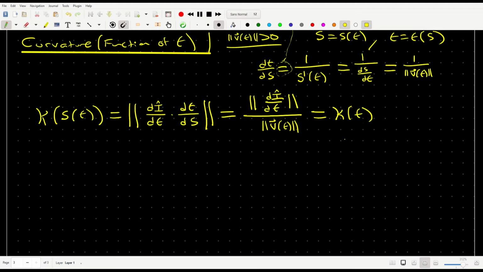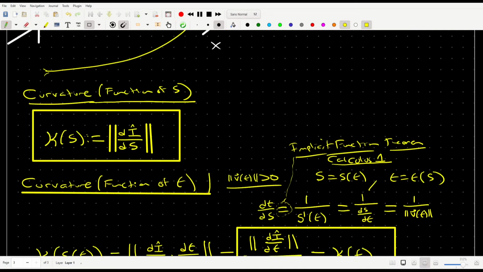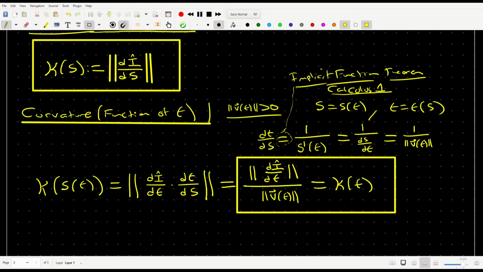So this is the curvature as a function of some arbitrary parameter t. You see that the formula is a little bit more complicated than the formula for arc length, which is why whenever possible we want to use the arc length formula for curvature. It kind of gets rid of this velocity division. But either of these two formulas work out, and they're both equivalent to one another, as I've just shown here from the chain rule.